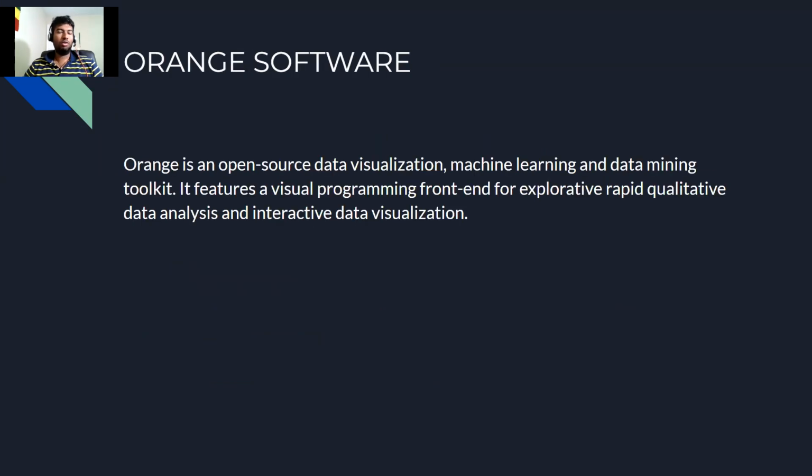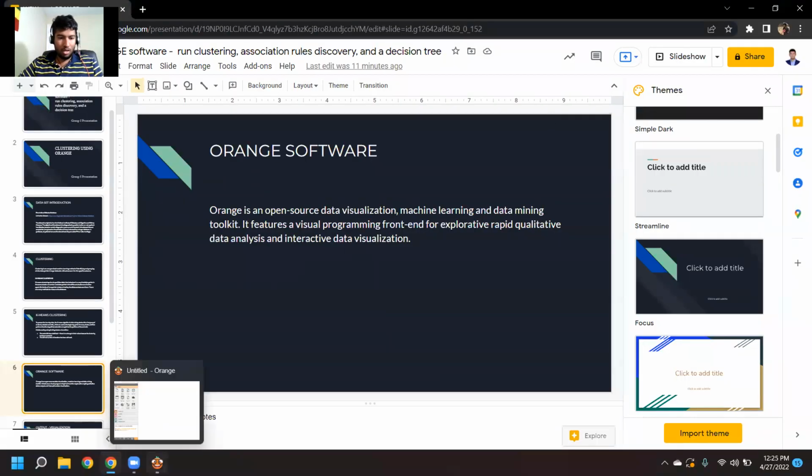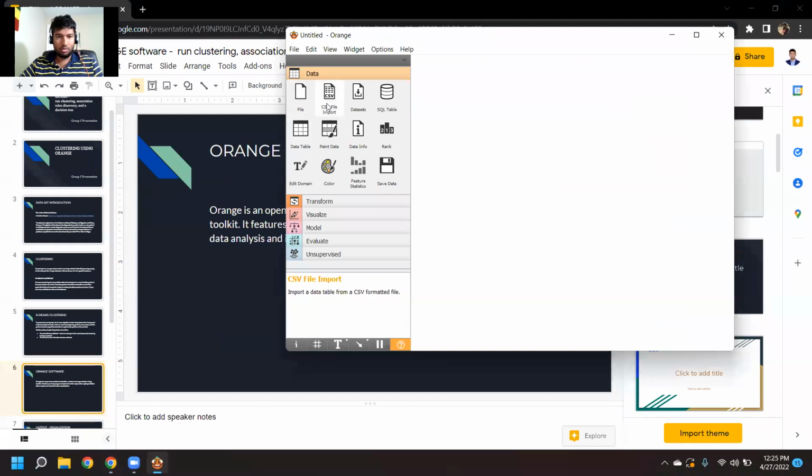And to demonstrate this k-means clustering, I'm using the Orange software. Orange is an open source data visualization, machine learning, and data mining software, used for visual programming and for front-end exploration of data and data visualization. I'll demonstrate to you the working of this.